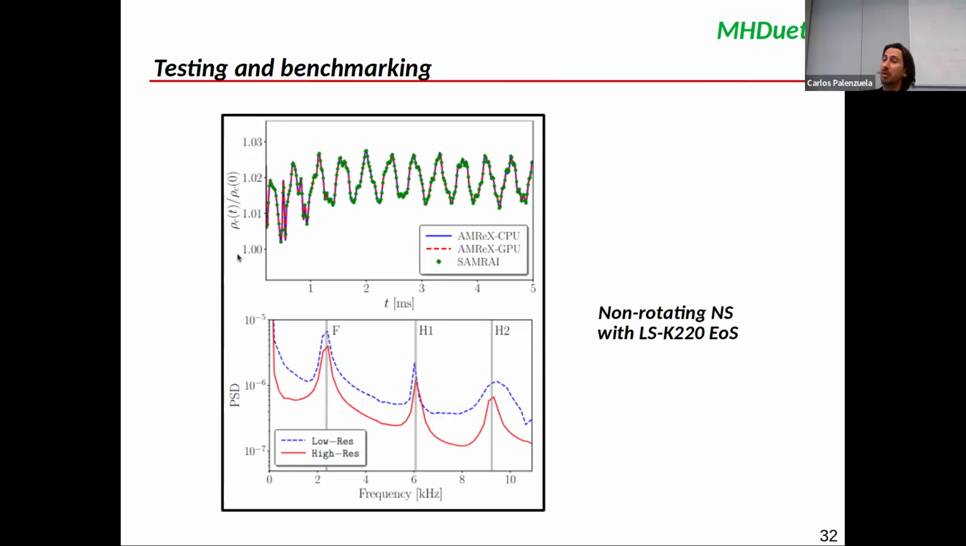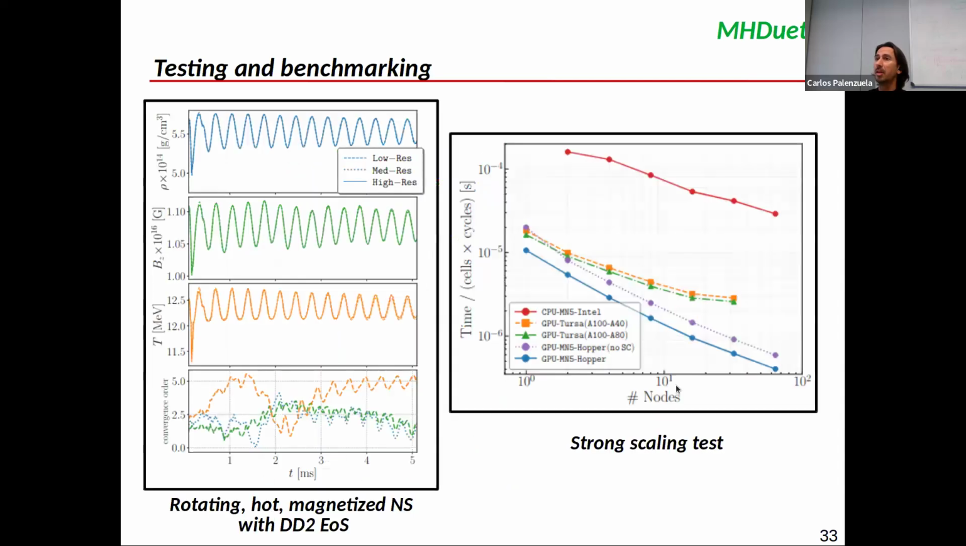And the second thing is that as you go to higher resolution, the quasi-normal modes get closer to the ones already given in the literature. So it seems that we are approaching the correct solution. We also did some rotating hot magnetized neutron stars, where you can see the density at the center, the magnetic field, that is actually quite high, 10 to the 16, the temperature, and here the convergence order. The different quantities converge at least to second order or higher.